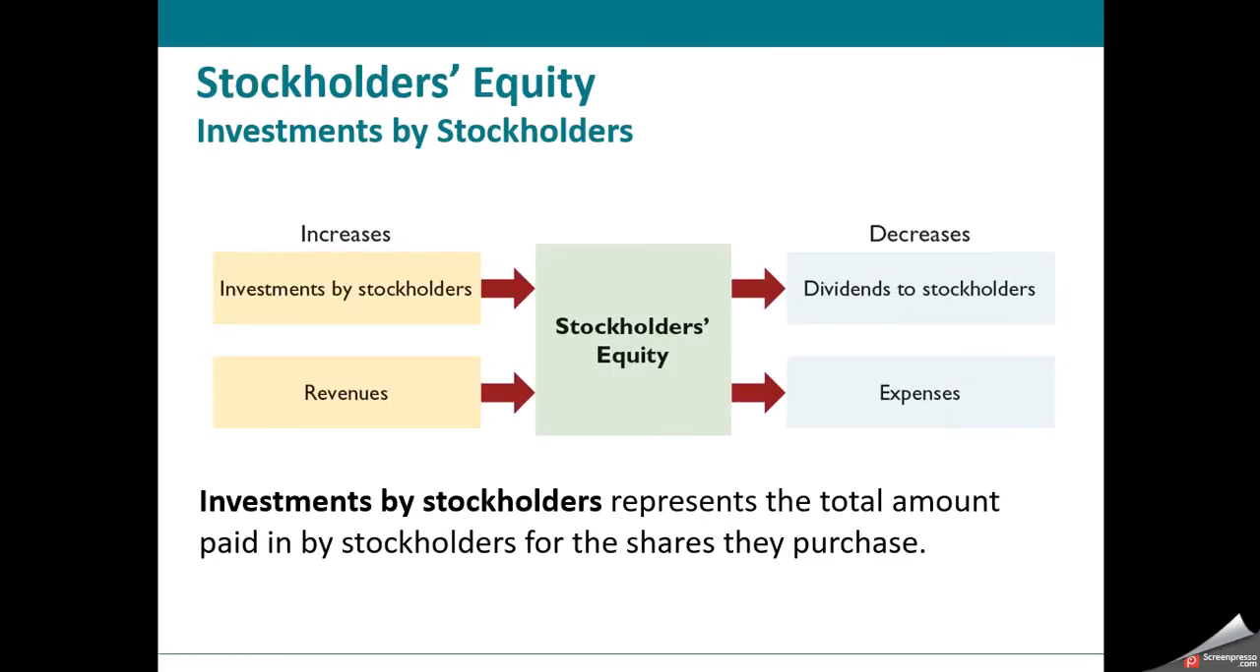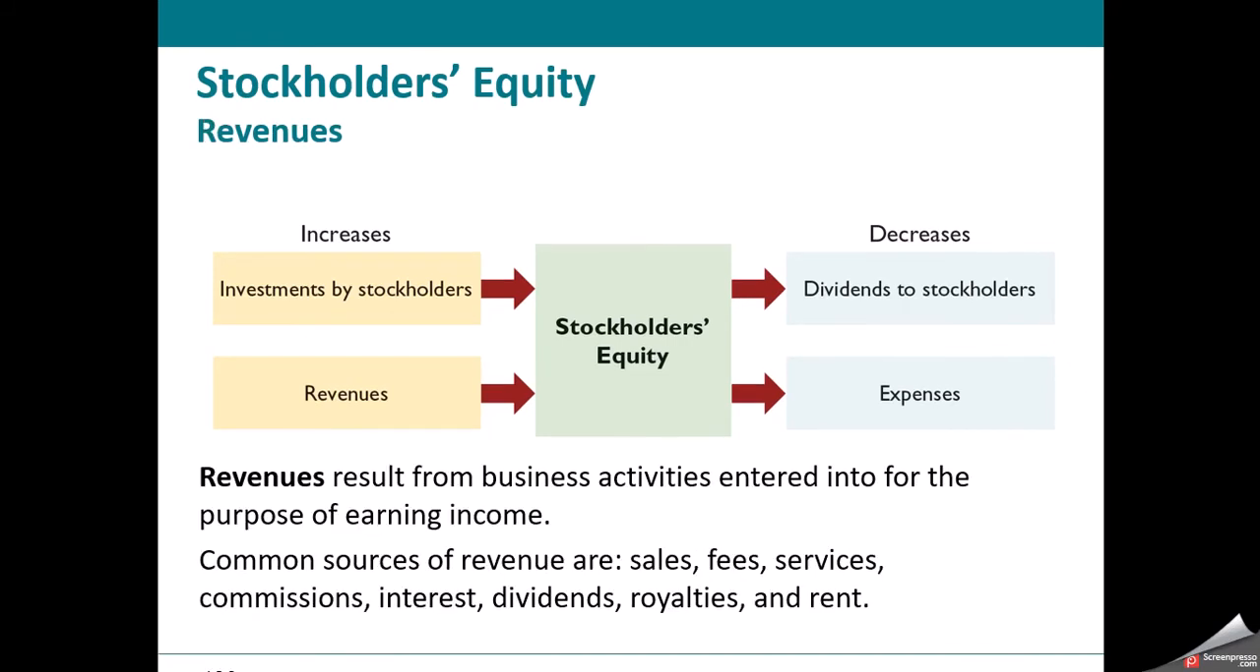So then here kind of shows you again some flows as to what impacts some of these things. In stockholders' equity, things that make stockholders' equity go up are investments by new stockholders and revenues that come into the company. Things that make it go down are if we pay dividends out to those stockholders or we have expenses that offset those incoming revenues.